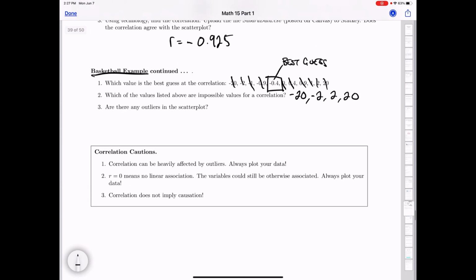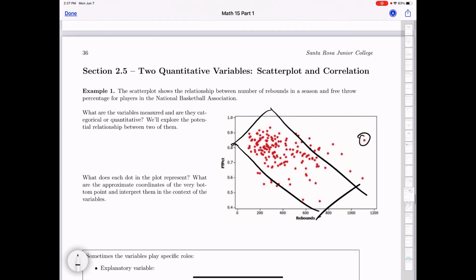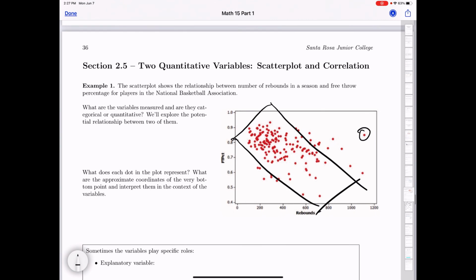Are there any outliers in the scatter plot? The outliers are values that don't seem to fit the trend, right? I'd say the only value that really noticeably does not fit the trend is this person here. This is a person who got a lot of rebounds, but also shot very high from the free throw line. So that is an unusual player that can do both of those things. We'd say maybe this person has 1150 rebounds and maybe 85% from the free throw line. So I would call this person an outlier. They don't follow the trend.